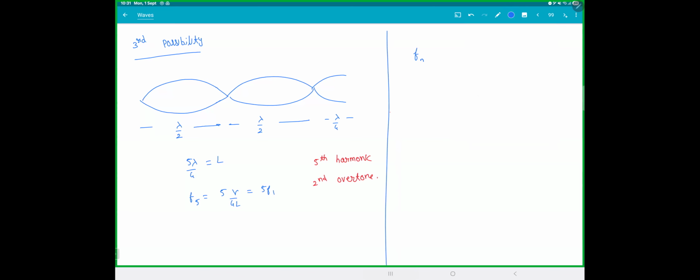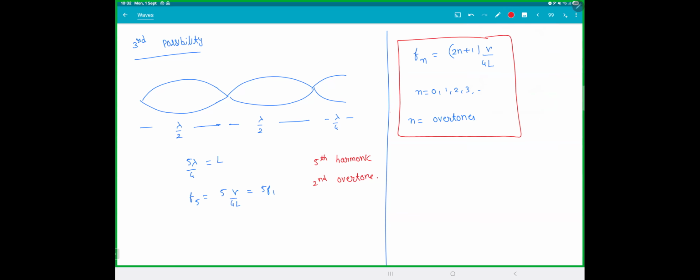So the frequencies for this thing Fn will be (2n+1)V by 4L. Here n can go from 0, 1, 2, 3. I won't call n harmonics. N is overtones. So there is no zero overtone. So first overtone, second overtone, and so on. So here even harmonics are missing.